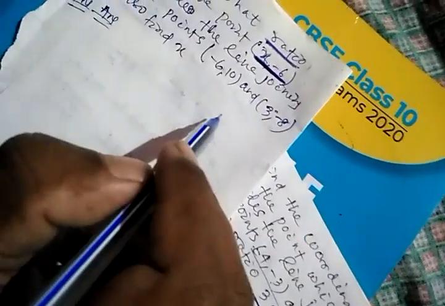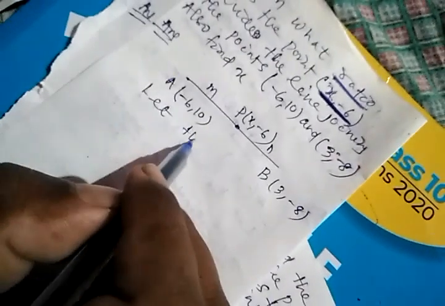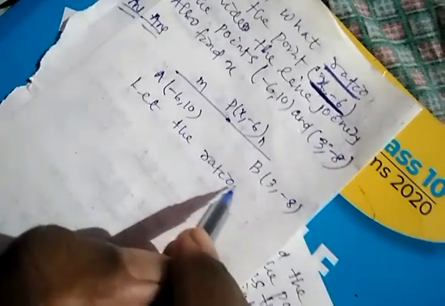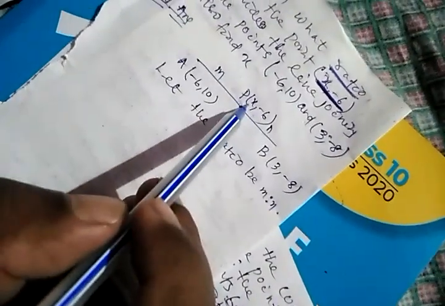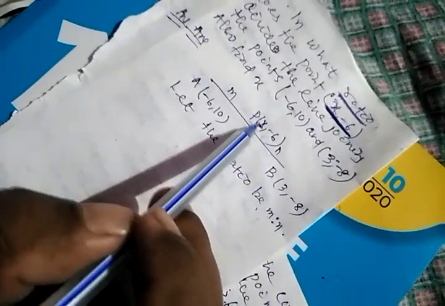Let us represent this one in a diagram. So take one point, this is A, -6, 10, this is B, 3, -8. It is divided by the point P, x, -6. Let the ratio be m is to n. So here to get the ratio, you cannot take the x coordinate of P formula because it is unknown. Ratio is unknown, this is unknown, so you cannot take. So we have to consider first y coordinate.